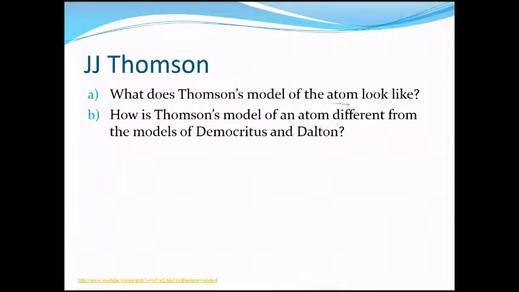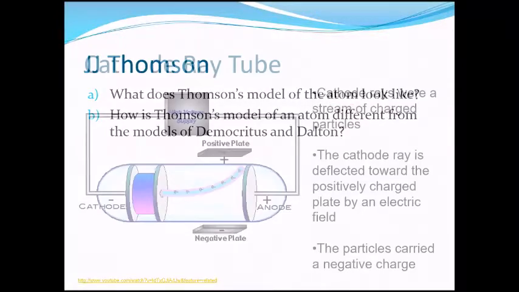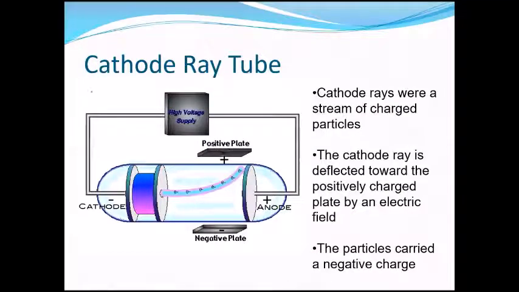Thomson, what did his look like? Well, comparing, they were solid spheres. Thomson's was called the Plum Pudding model, so we're going to take a look at where he got those ideas from. And he did this cathode ray tube experiment. Hopefully you got to see it in the PhET simulation, where he had the positive plate, the negative plate, and he sent a stream of high voltage through.